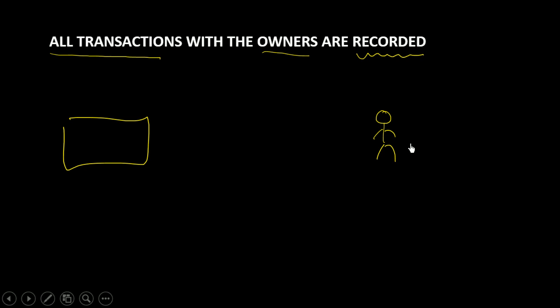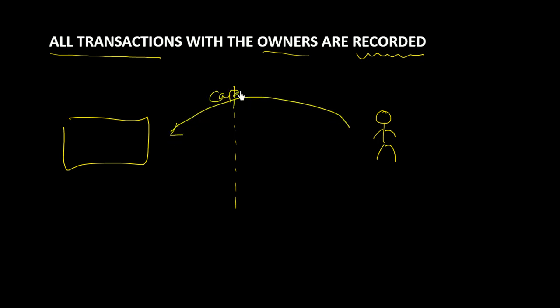Now in the next point we can see that all transactions with the owners are recorded in the books of accounts. So why is this so? Since the business and the owner are separate entities, any transaction that the business undertakes with the owner is considered a business transaction, because they are not the same. So for example, the owner invests capital into the business, and this transaction will be recorded in the books of accounts.